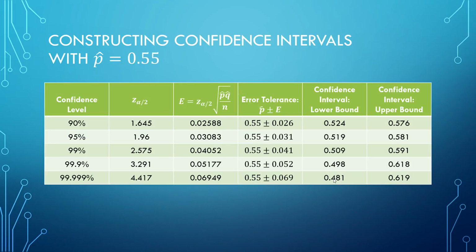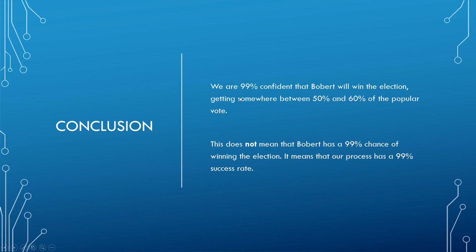So I got 2 things to say. First of all, based on our sample of 1,000 people, I cannot conclude with 100% confidence that Boebert's going to win. But if you look at this, at the 99% confidence level, Boebert's supposed to get somewhere between 51% of the vote and 59% of the vote. So I can say with 99% confidence that Boebert will win.